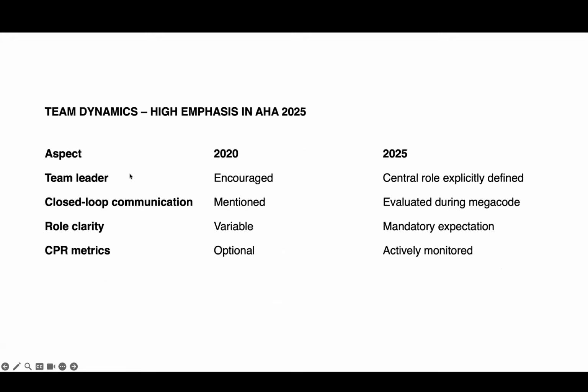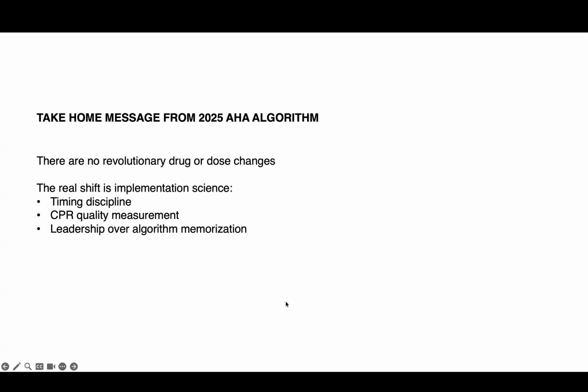With regard to team dynamics, the team leader's central role is explicitly defined. Closed loop communication is evaluated now during megacode. Role clarity is a mandatory expectation, and CPR metrics are now actively monitored, which was optional in the 2020 AHA guidelines. So the take-home message from the AHA 2025 is there are no revolutionary drugs or drug dose changes. The real shift is implementation science, that is timing discipline, CPR quality measurement, and leadership over algorithm memorization.